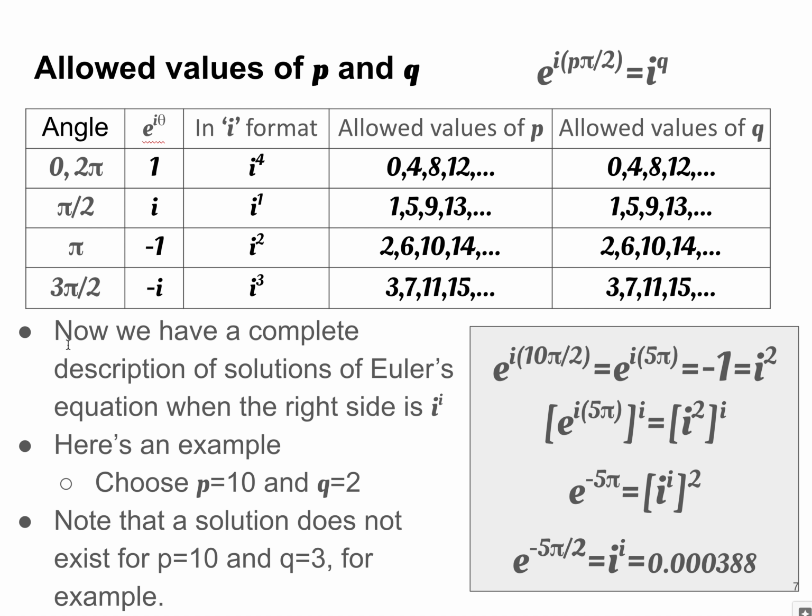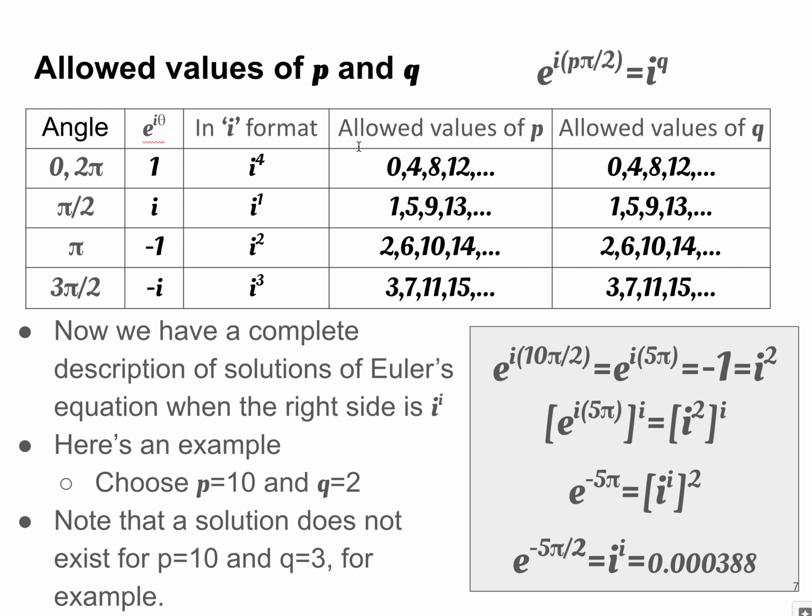Okay, so here are our angles. Here are the values of e to the i theta. Here are the values in i format. But the allowed values of p that produce this list are 0, 4, 8, 12, which gives us i to the 4th. 1, 5, 9, 13 gives us i to the 1. And 2, 6, 10, 14 and so forth gives us i squared.